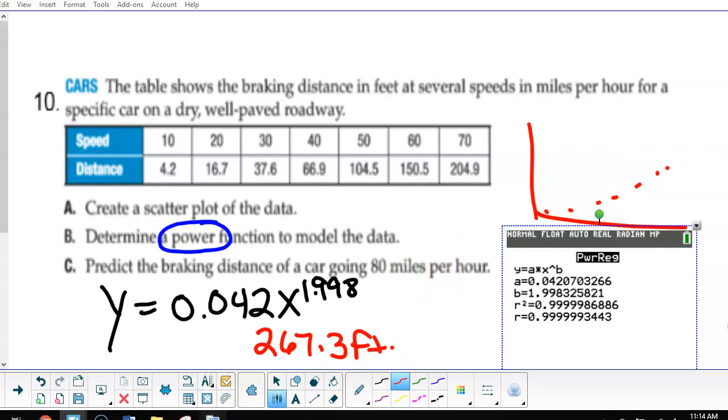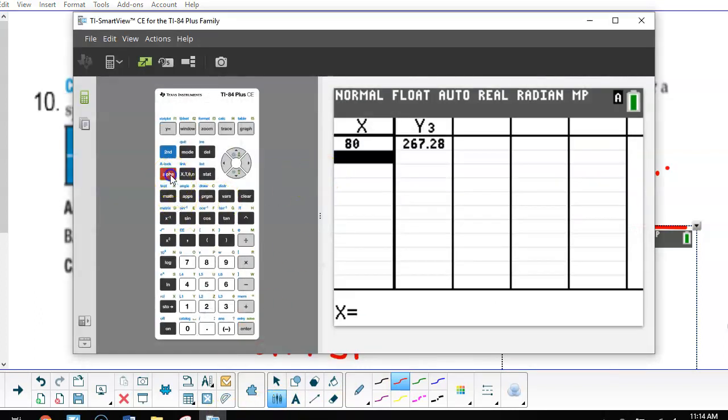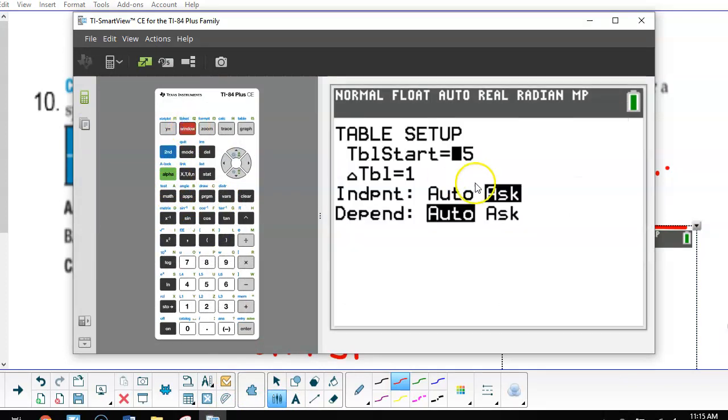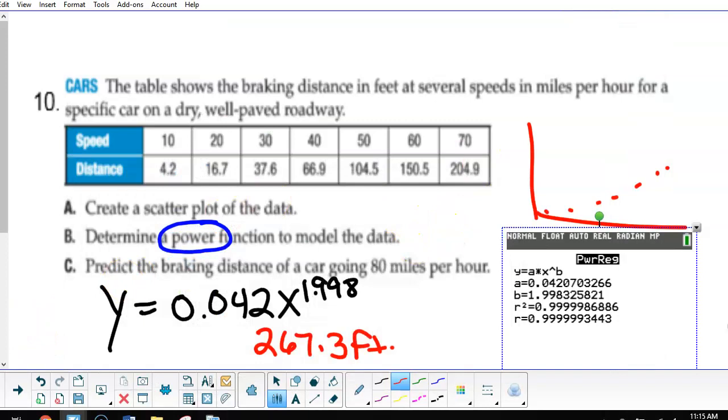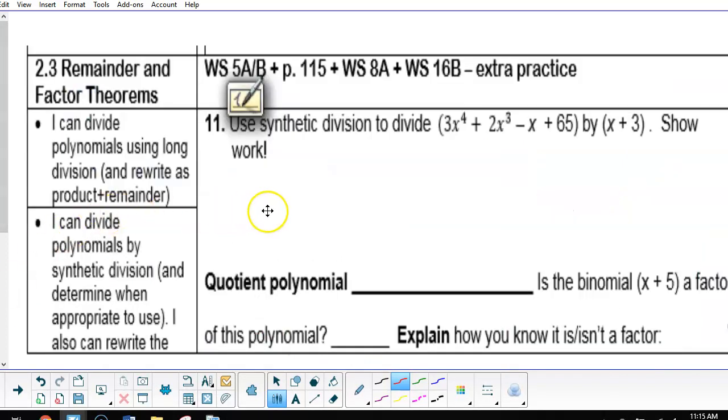Okay, good question. It's second, window. It's Ask Auto. And if you want to get rid of that feature, it's Auto. Okay? But you guys need to get good at doing that yourselves. Okay. Moving on, because we're almost out of time.